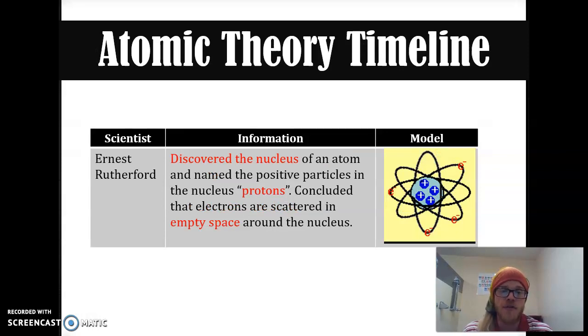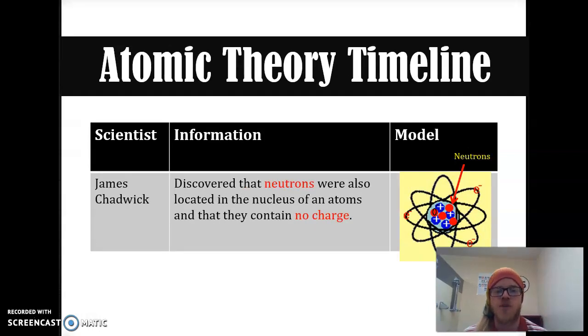Rutherford, that's Ernest Rutherford, he discovered the nucleus of an atom and named the positive particle protons. He concluded that electrons are scattered in the empty space around the nucleus, right? So he had this idea that there's protons in the middle, there's electrons on the outside, and those things are just kind of scattered around there. James Chadwick discovered neutrons are also located in the nucleus and that they have no charge.